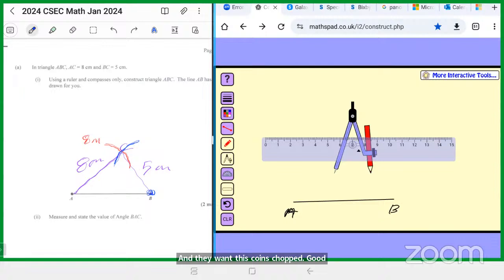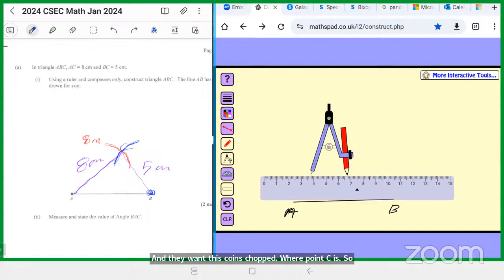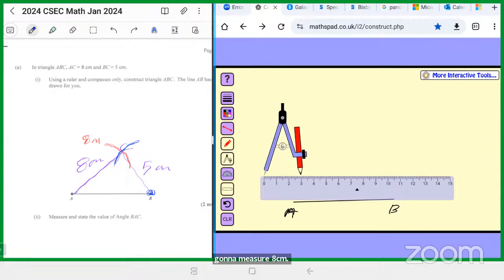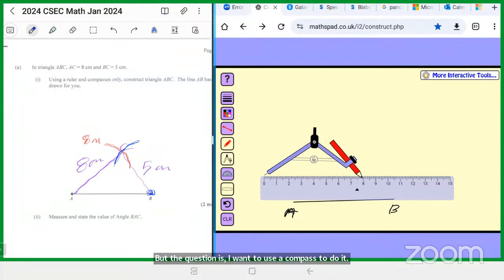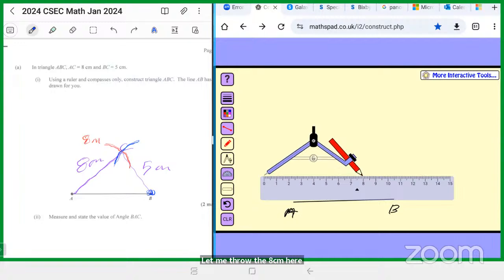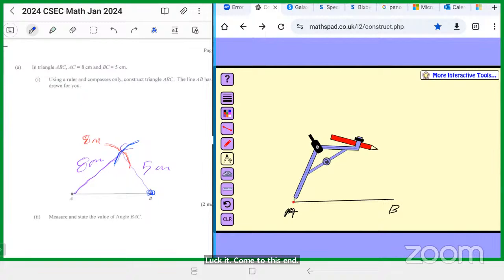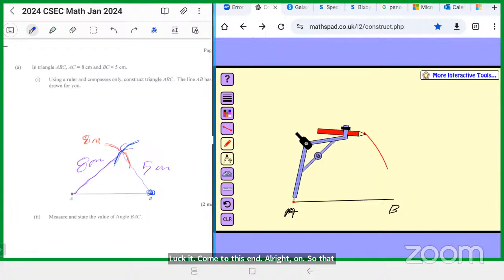So I have to use a ruler. Ruler here, I'm going to measure 8 centimeters, because I must use the compass to do it. Set it out to 8 centimeters here. Lock it. Move the ruler, come to this end, position it up, and make an arc. So everywhere on that red arc is 8 centimeters from A. Good? Then I need to come back.